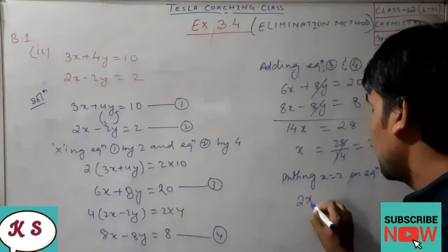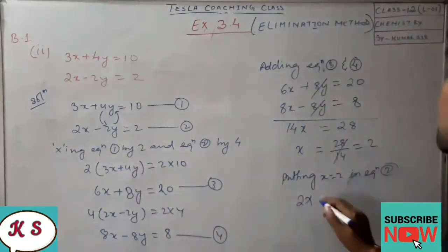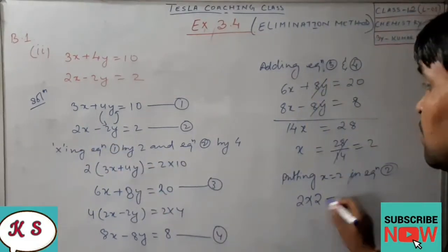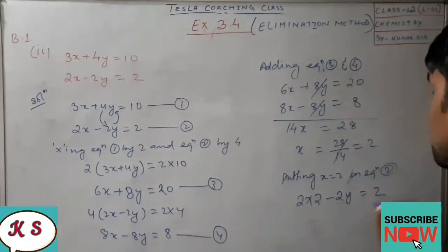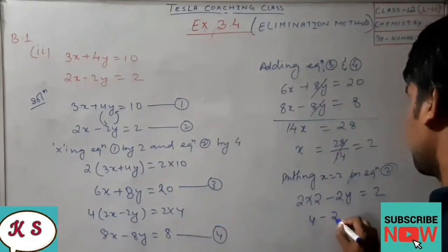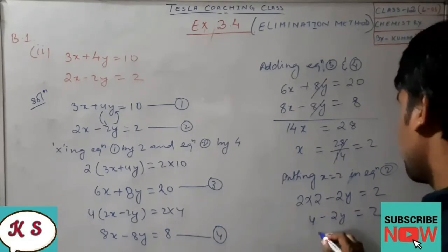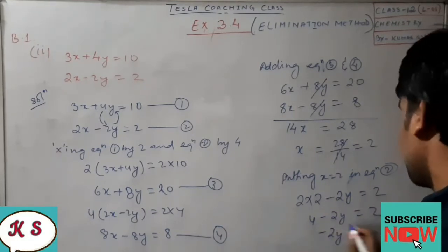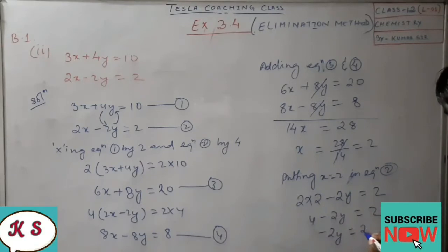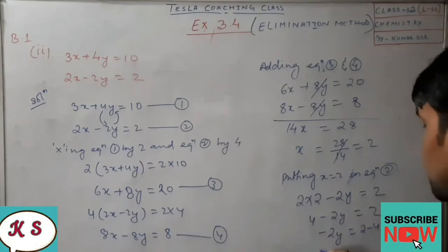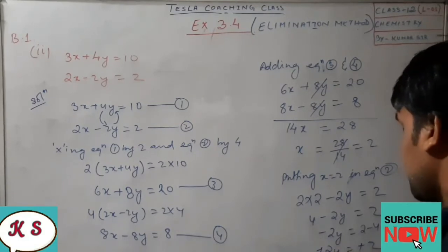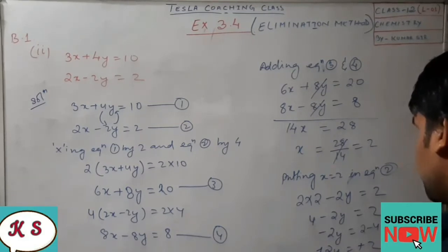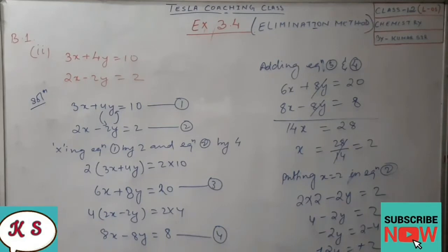So 2 into x, the x value is 2, minus 2y equal to 2. So it becomes 4 minus 2y equal to 2. So minus 2y equal to 2, if you bring this 4 to this side, it will be 2 minus 4. So minus 2y equals minus 2. Minus minus cancel. y equal to 2 divided by 2, which is equal to 1.